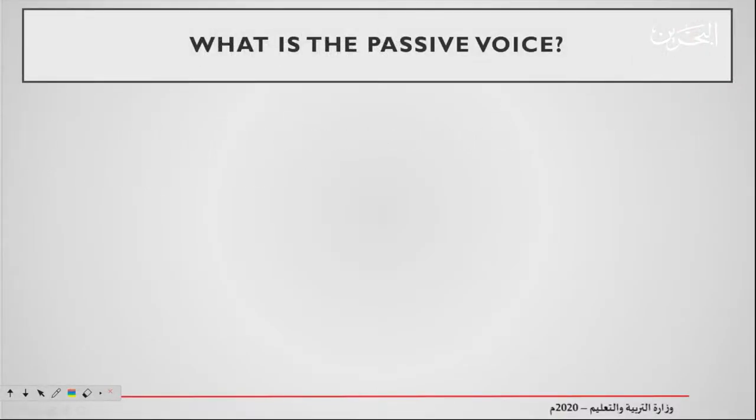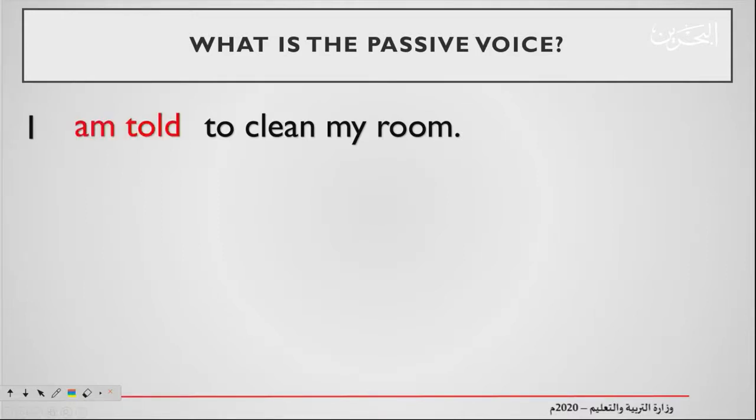All right, so what is the passive voice? Let me give you an example. This is a sentence. I, empty space, a gap, to clean my room. Now, I need to use the passive voice. Let me use it. I am told. I am told. That is a passive voice.